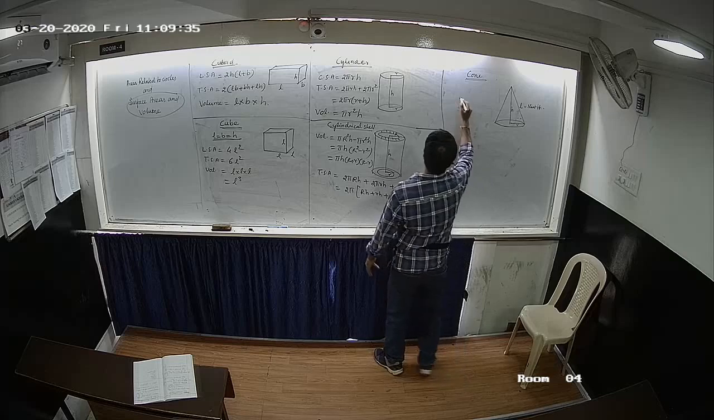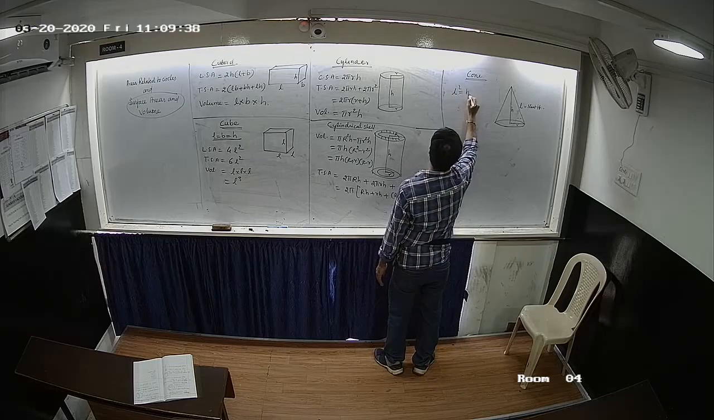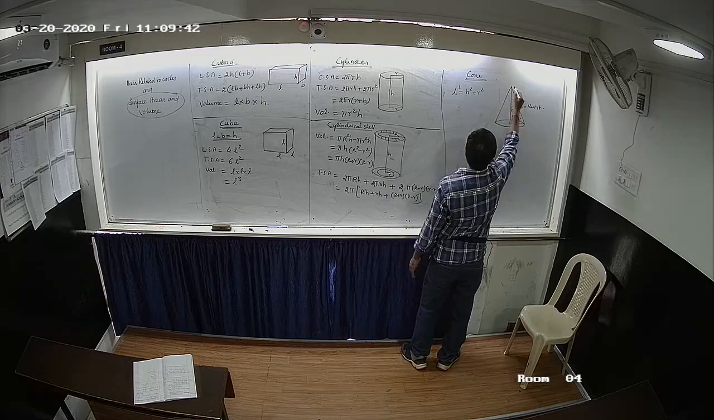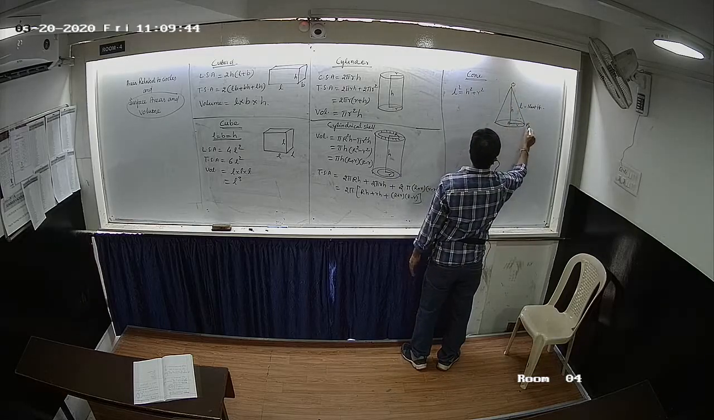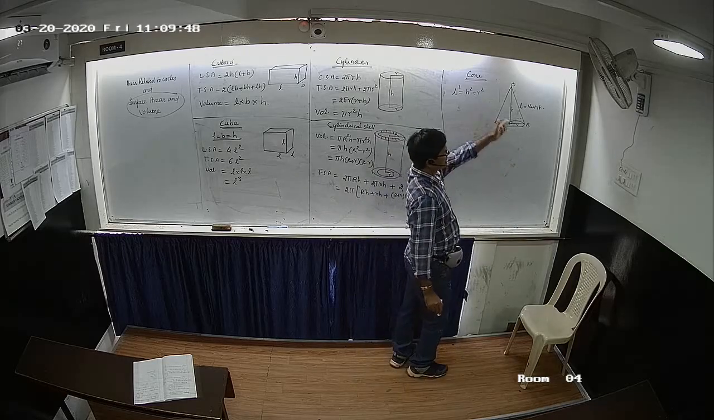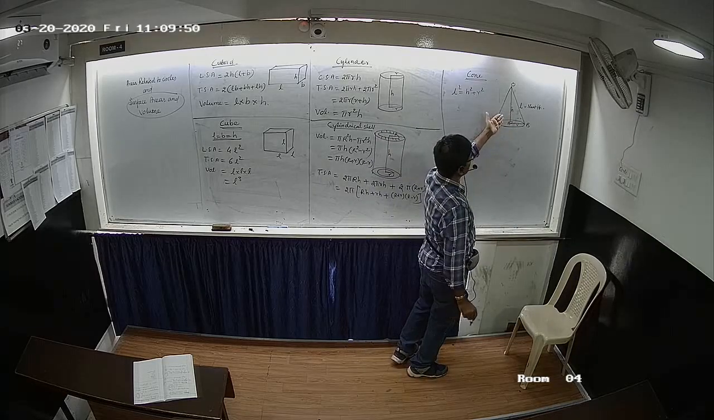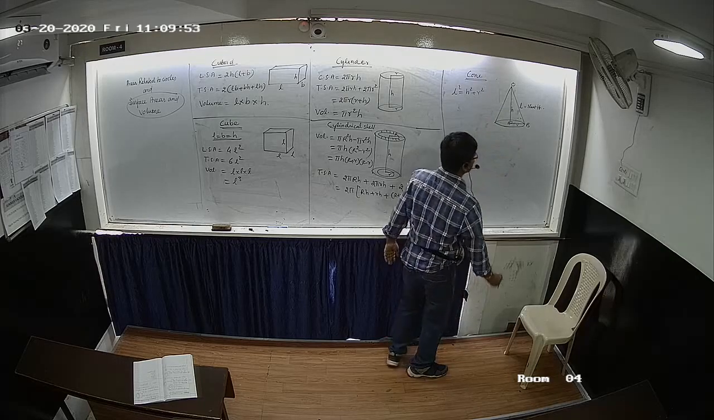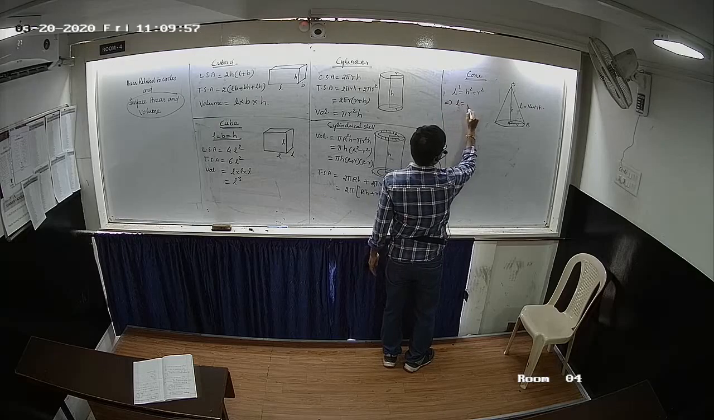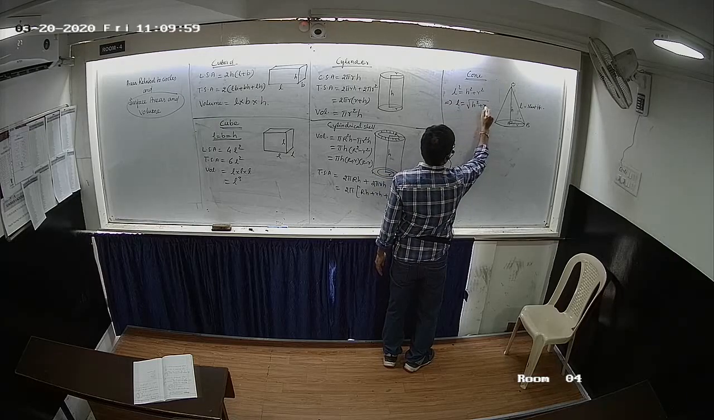Then here L² is equal to h² plus r², because this is a right angle triangle. So in this, L is the hypotenuse, the slant height. So L² equals h² plus r², applying the Pythagoras theorem. So from this we get L equal to the square root of h² plus r².